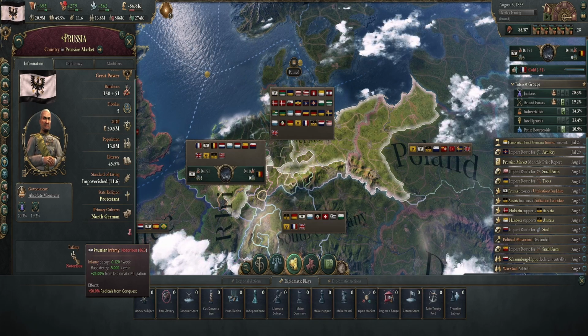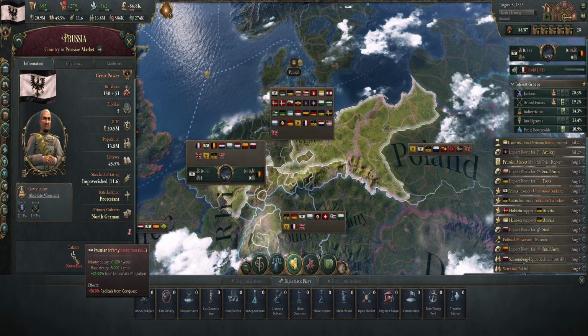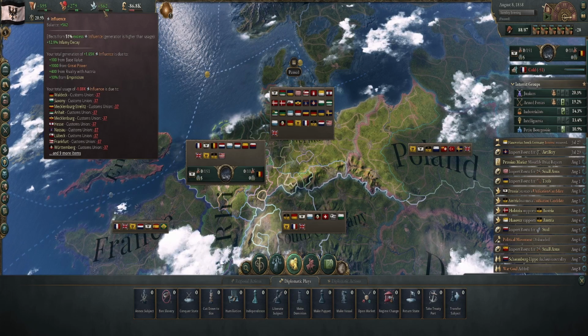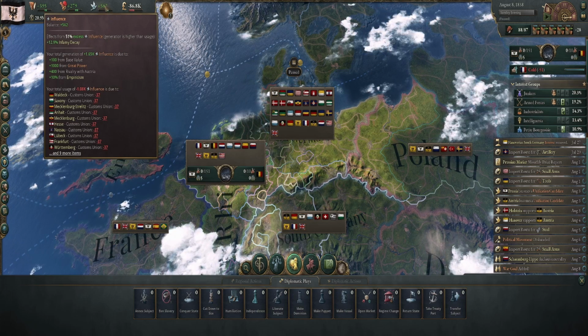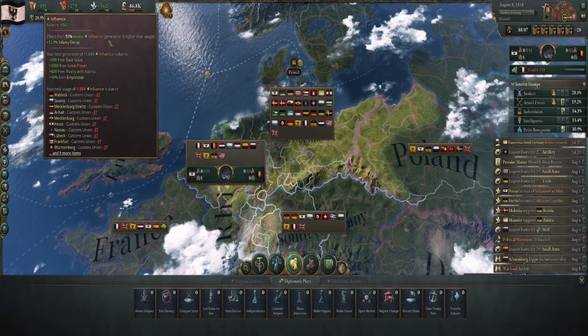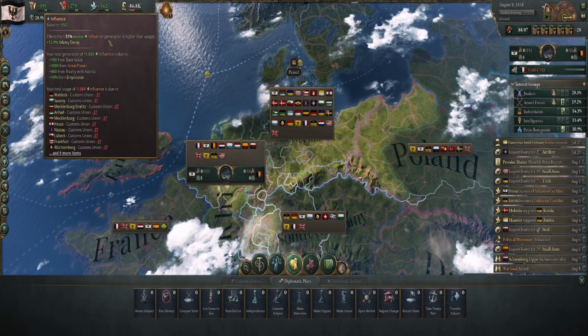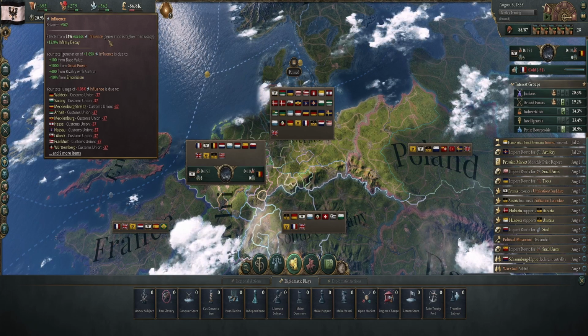But in general, right, you're going to want to keep this low. And that's where I was saying that maybe having an excess of diplomatic influence there might not be bad because you do get a greater decay, right? But it just depends on where you want to take your nation.